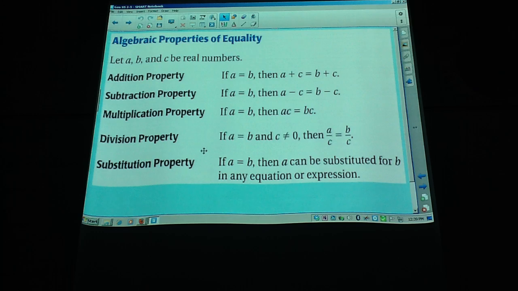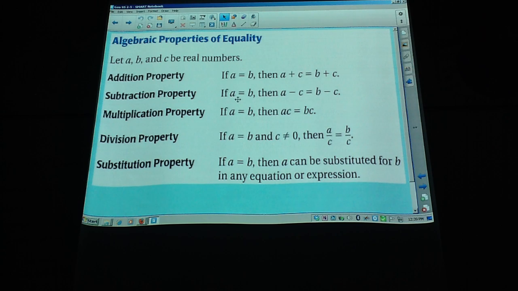All right, here's the first list of properties. These are properties that we use to solve equations that we've done all through Algebra 1 and probably before that. The addition property just allows us in an equation to add the same thing to both sides, and it keeps the equation balanced.